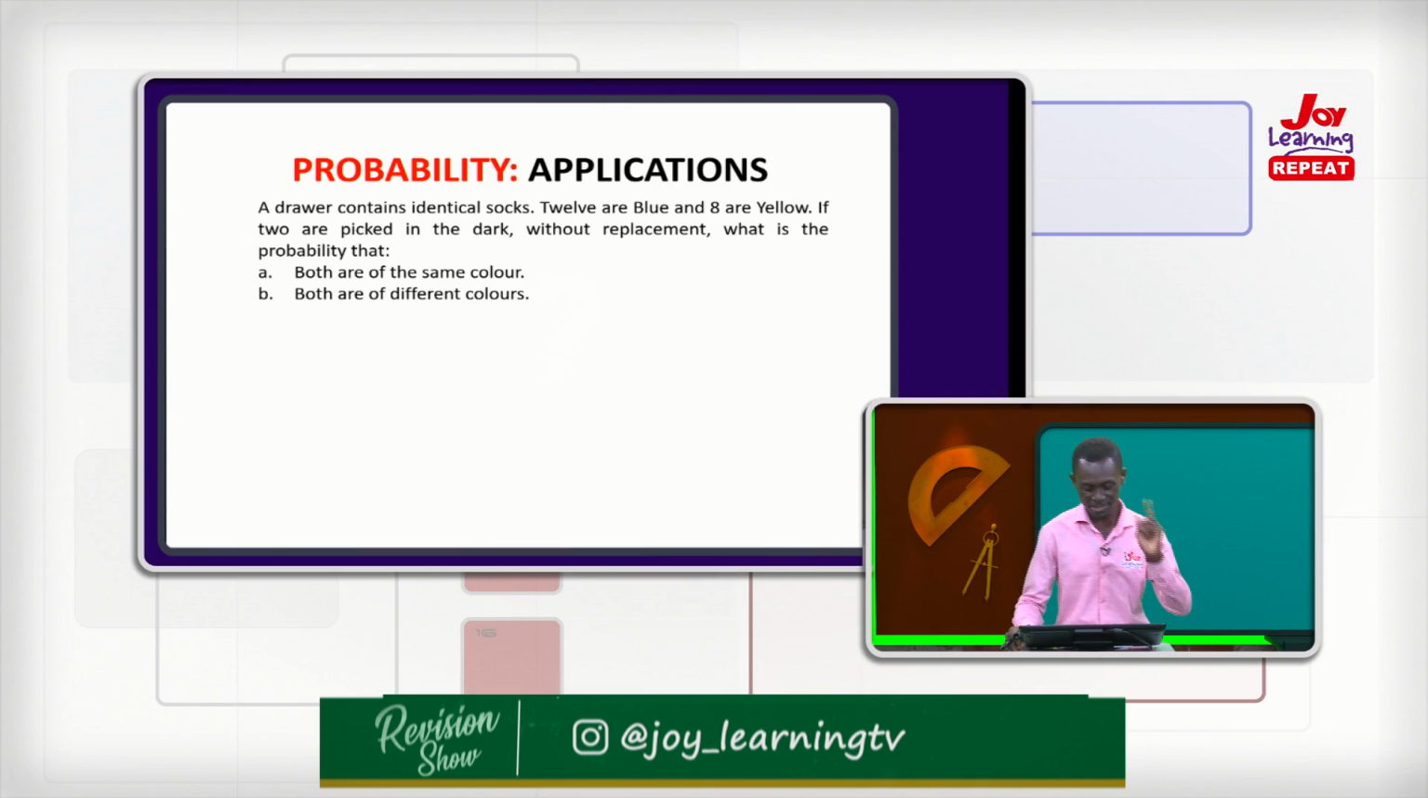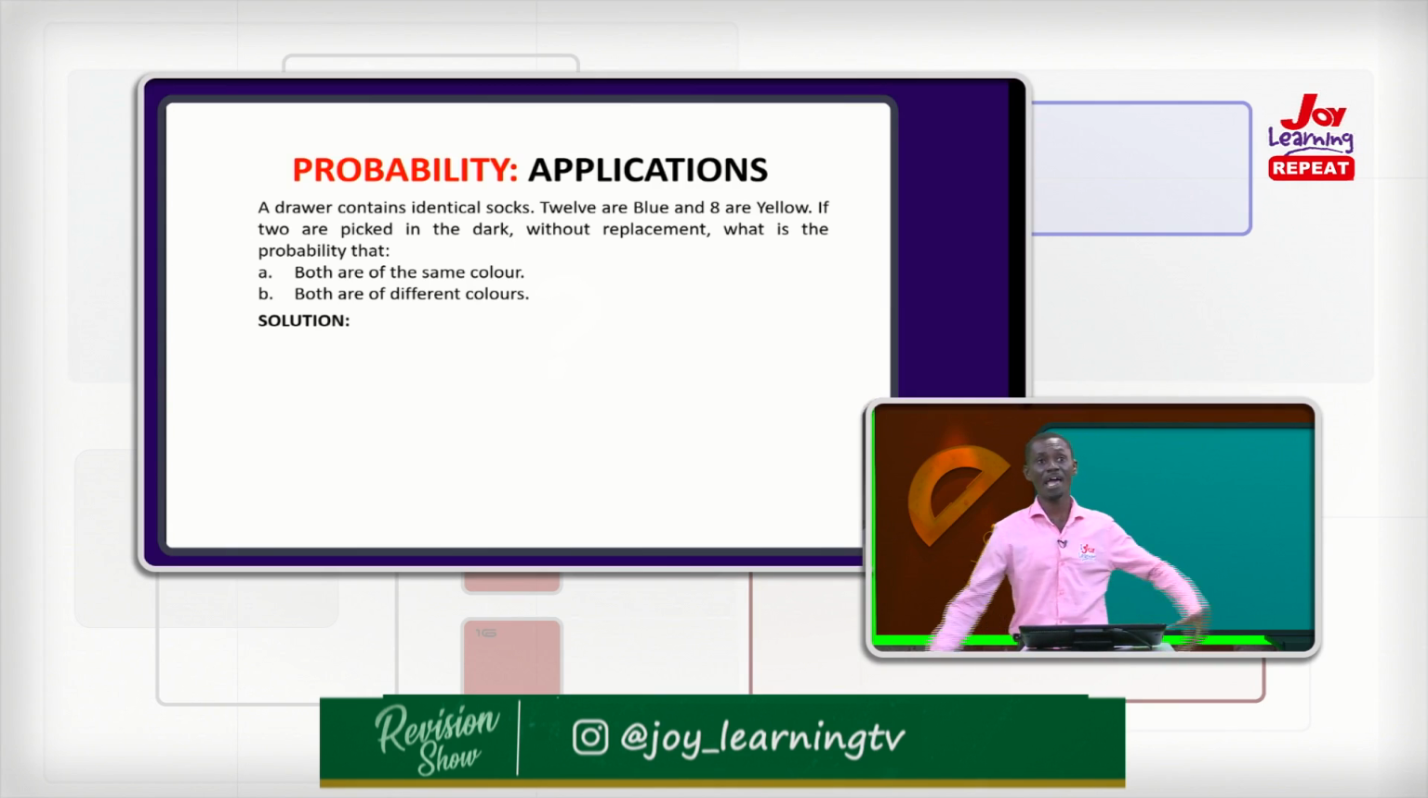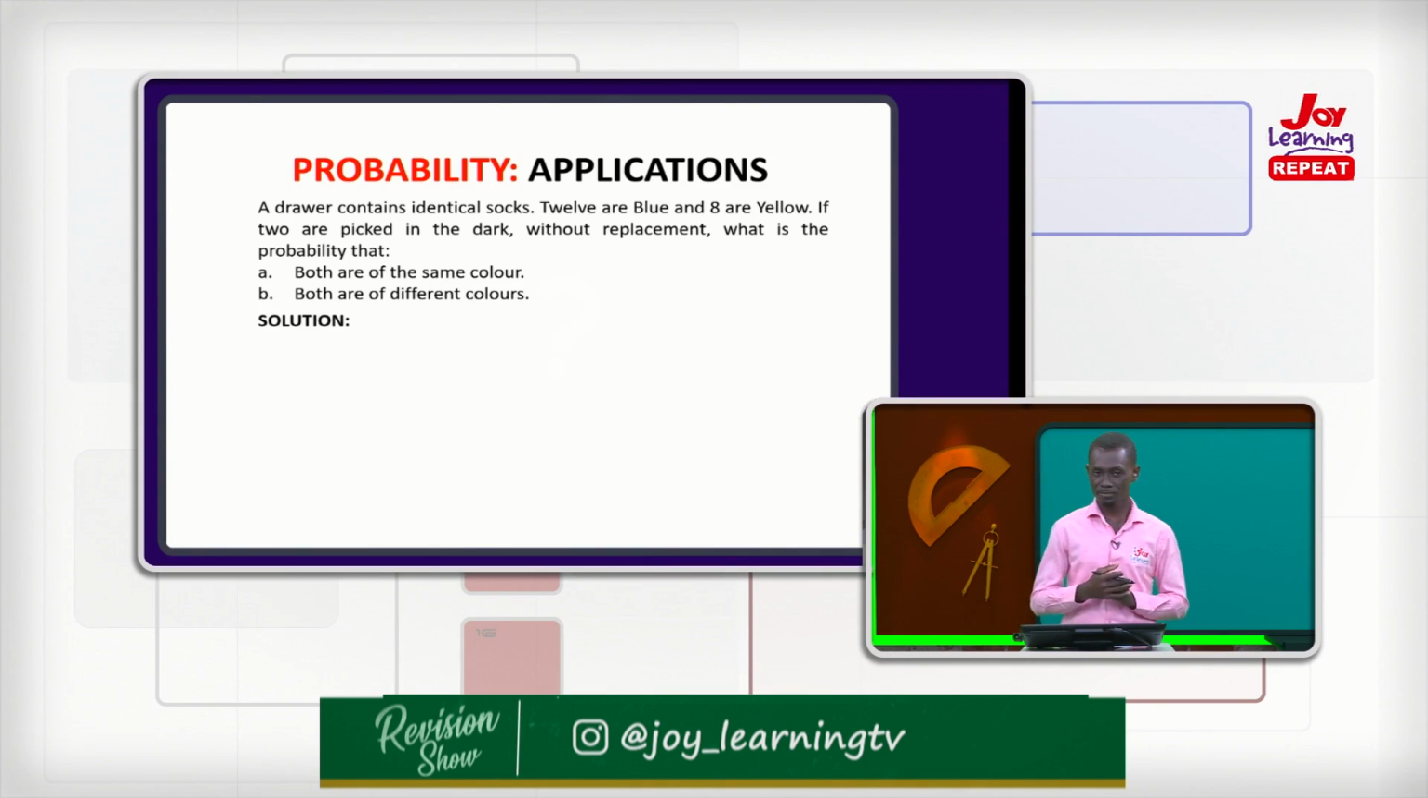Oh, Jackson doesn't seem to hear me. Well, let's complete the question. So we have two problems on the screen. A drawer contains identical socks, maybe ankle-length, calf-length, or knee-length socks. They're identical, but for their colors, 12 of them are blue and 8 of them are yellow.